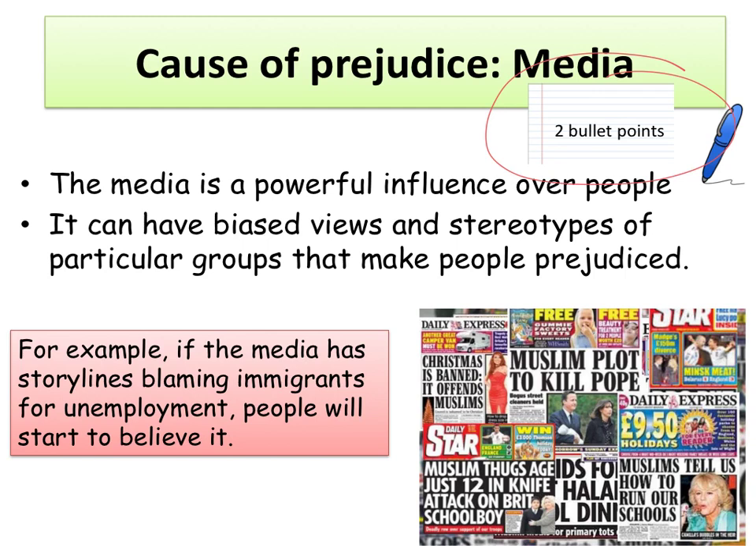For example, the media might have storylines blaming immigrants for unemployment, and if that's the case, people will start to believe it. Now, a big problem with the media is that people have trust in it. A lot of the things that happen in newspapers or reported on the news are true, and people can see evidence of the truth of those things. Therefore, when they tell you that it's Muslims who are doing a particular thing, or immigrants who are to blame for another thing, you're likely to believe it because other things that they tell you are true.